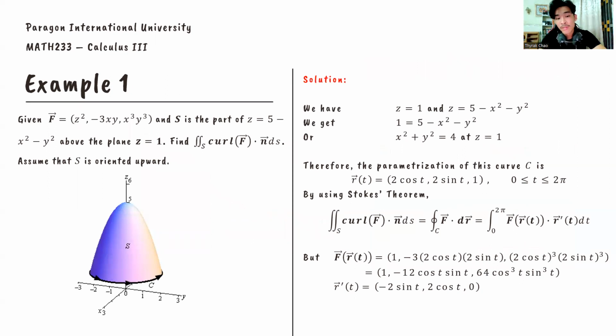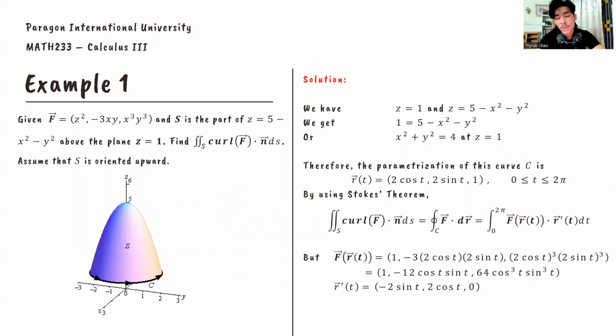Now let's look at our example. We are given the vector field F equal to z squared, minus 3xy, x cubed y cubed, and S is the part of the surface z equal to 5 minus x squared minus y squared above the plane z equal to 1. We need to find the double integral of the curl of F dot the normal vector over the surface S, assuming that S is oriented upward.